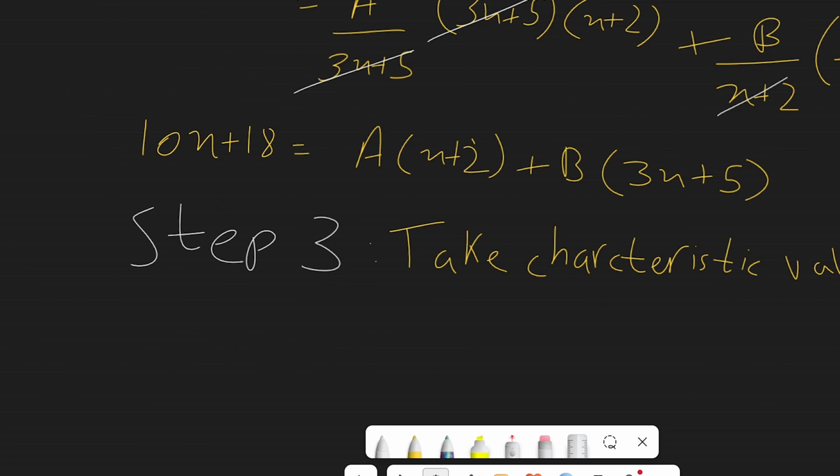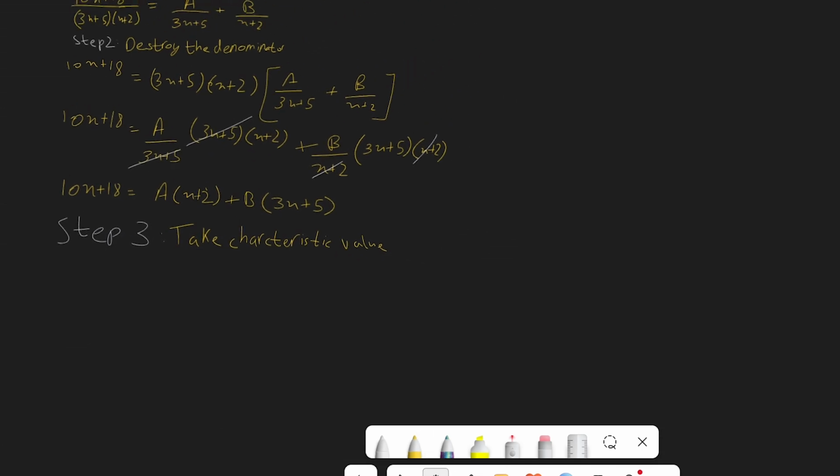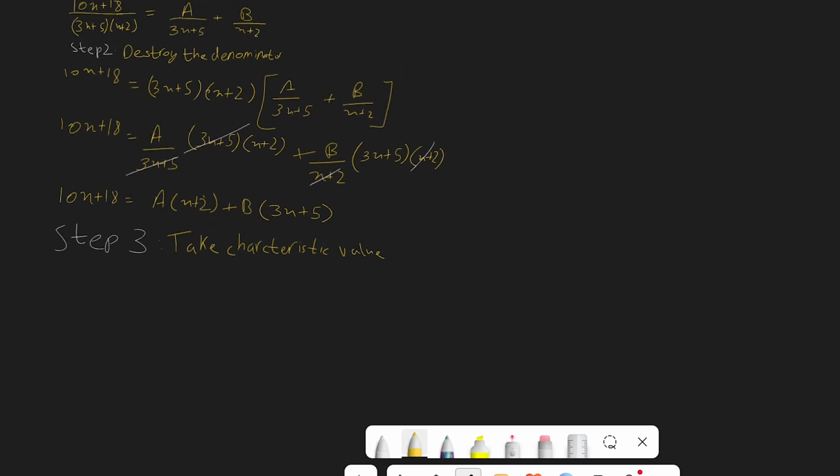Okay, so what I mean by characteristic value is, just look at this part over here. At this part we can see that a has the denominator 3x plus 5 and b has the denominator x plus 2. Or we could look at over here as well. So for a, first let's do it for a. I'm calculating the value of a.